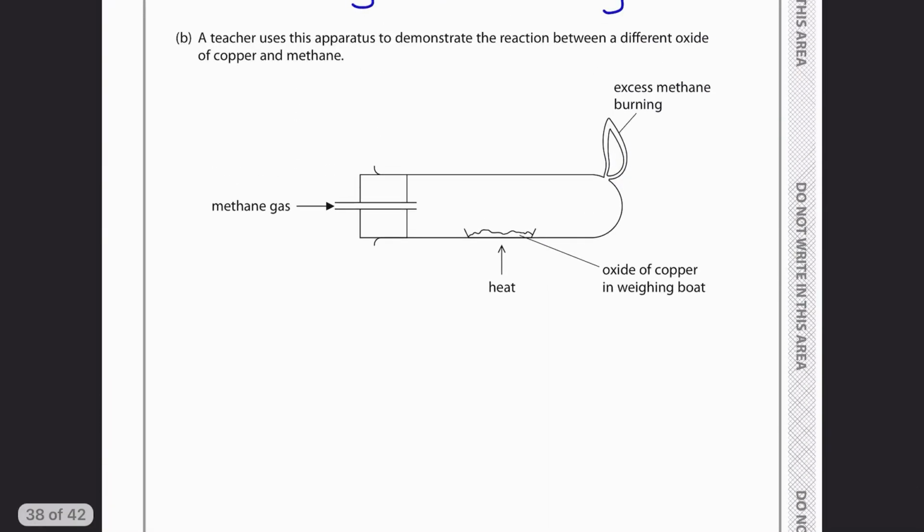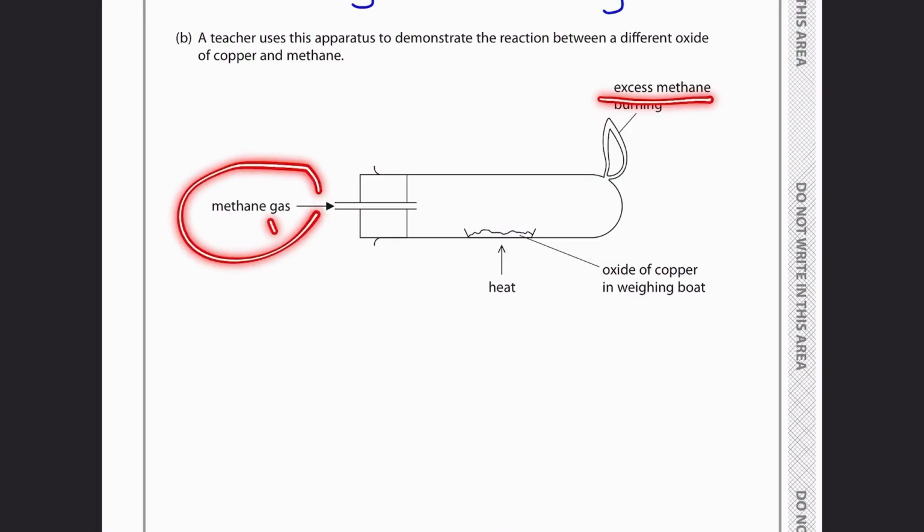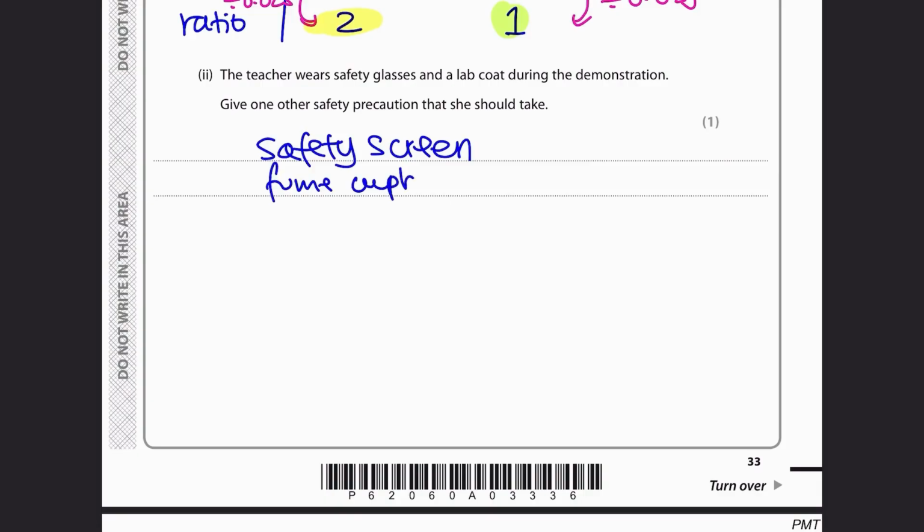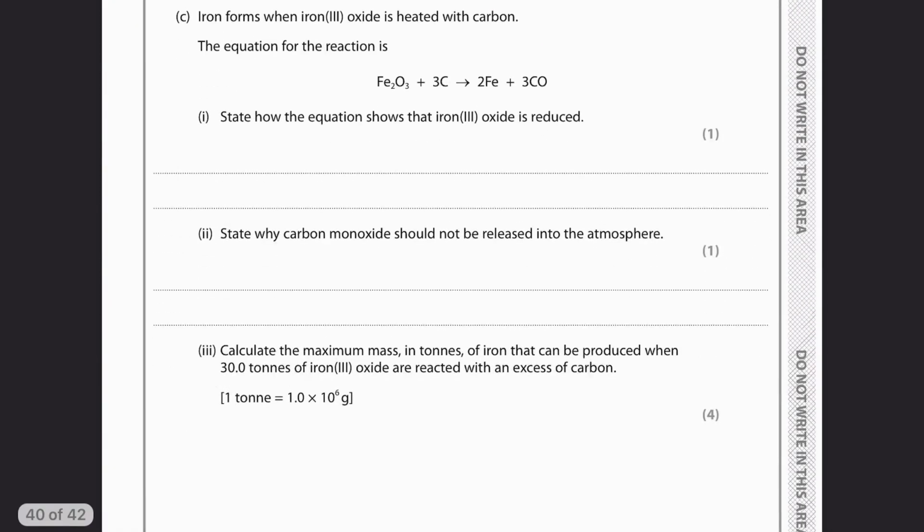Well, look at the diagram, right? It says excess methane burning. Methane is a gas, and with any kind of gas you have to be quite careful because it could be toxic. Therefore you would use a safety screen, because you don't want to inhale a lot of that, right? A safety screen in a fume cupboard will remove some of the gases, so you don't end up inhaling it, and so on. Okay, great.